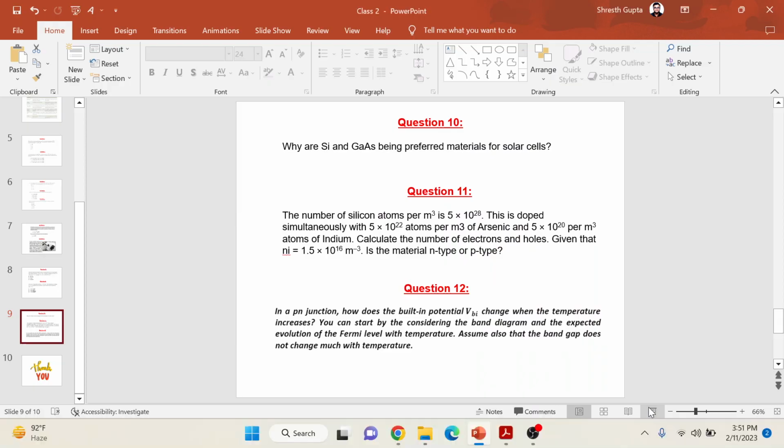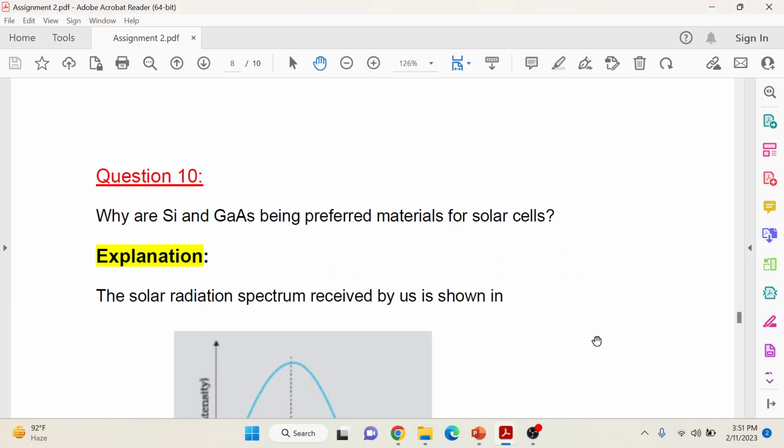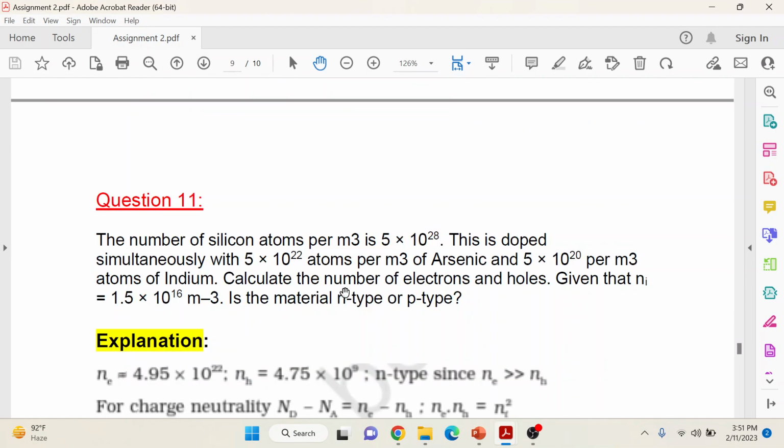As nobody is there, let me answer the question. Question number 11. The number of silicon atoms per meter cube is 5 × 10^28. This is doped simultaneously with 5 × 10^22 atoms per meter cube of arsenic and 5 × 10^20 atoms per meter cube of indium. We have to calculate the number of electrons and holes, and along with that, given that ni is 1.5 × 10^16 per meter cube, is this material n-type or p-type?